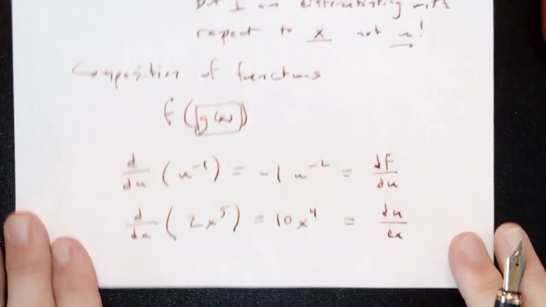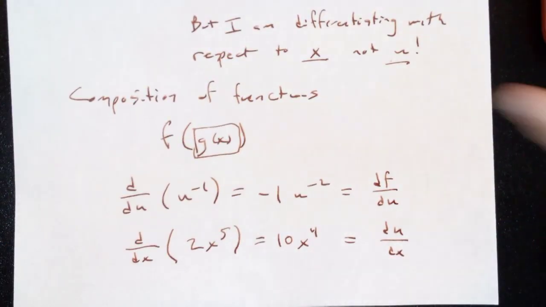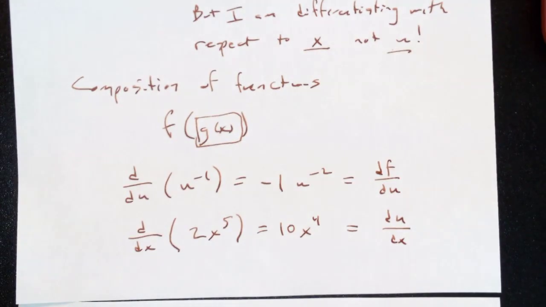But this sentence back up here, I don't want to take my derivative with respect to u. I want to take my derivative with respect to x. So the thing I want is df dx.